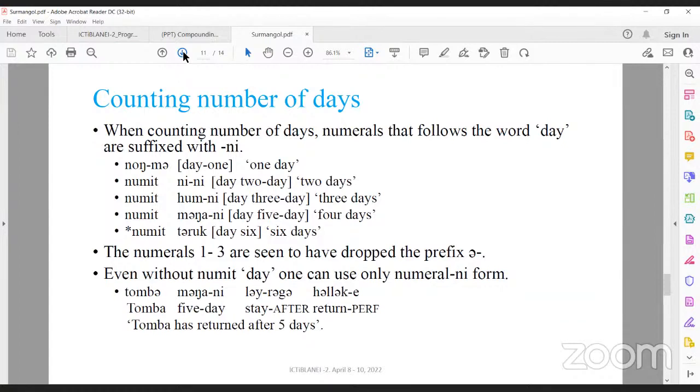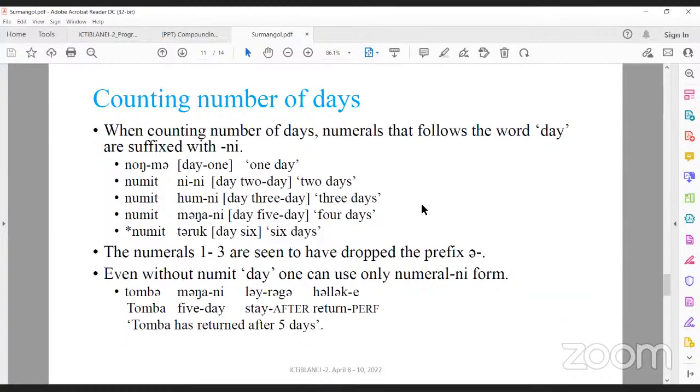And right from starting from two, numit is day, ni, we say ni, day, ni, two, and this one ni as a day. Likewise, all the numerals, this comes from ani, two. This comes from ahum here. Sho is deleted, sho is dropped. Amma, ani, ahum, here all this, we see the deletion of sho prefix.